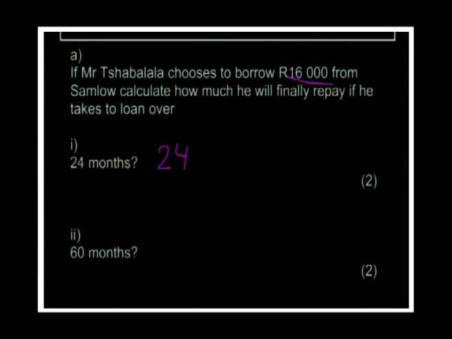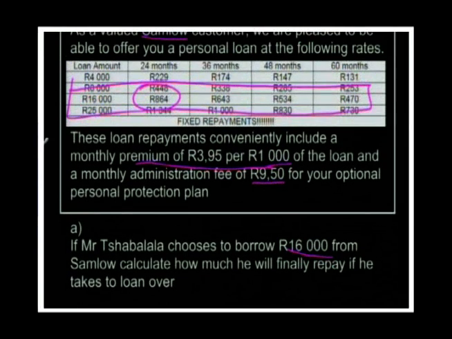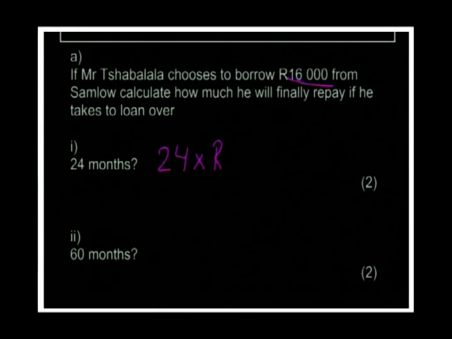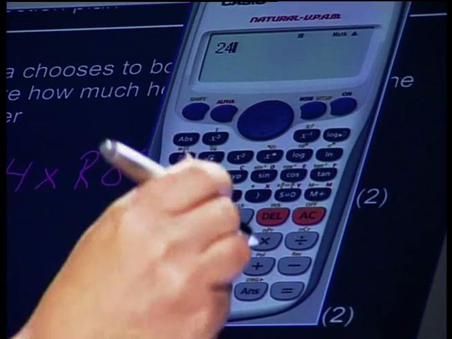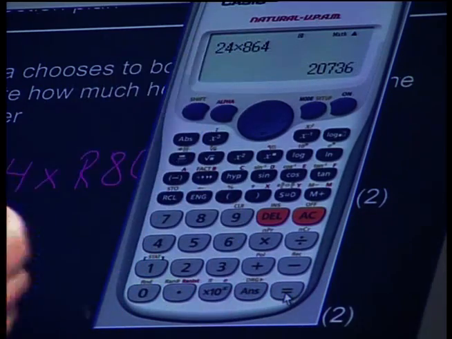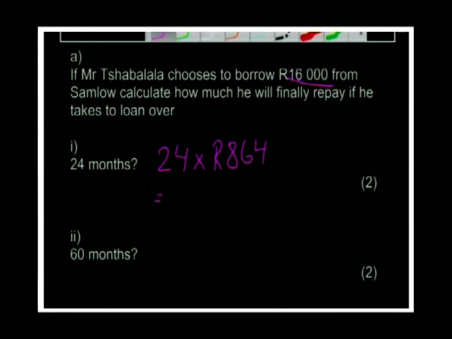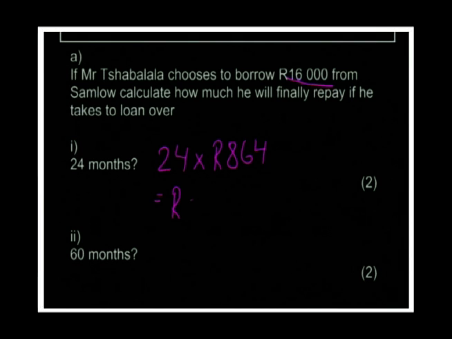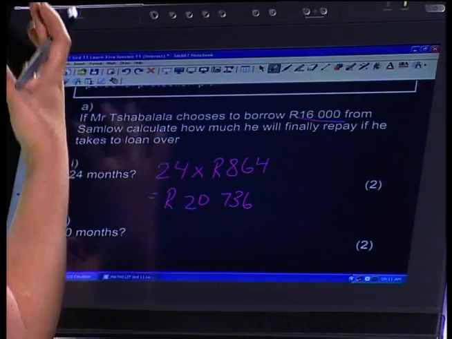So we're going to take our 24 months that he's repaying for, and we're going to multiply it by the amount that he is paying every month, which is our 864. So we're going to times that by 864, and we're going to do that on the calculator. So we've got 24 months times 864 Rand, and he's repaying 20,736 Rand. So that is the final amount that he pays the bank for borrowing 16,000 Rand. So the balance between these two amounts of money is the actual interest that he paid.